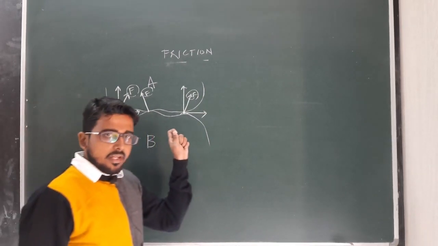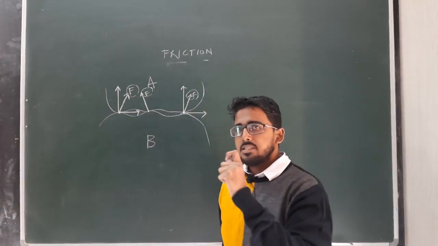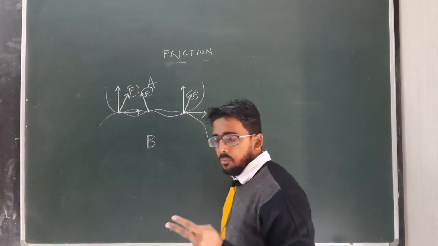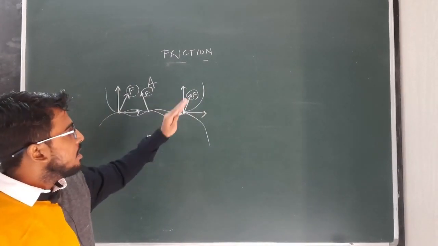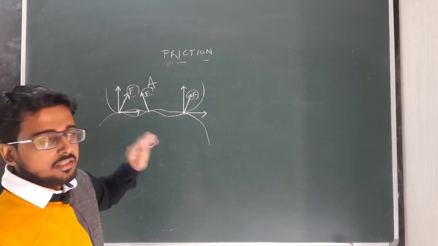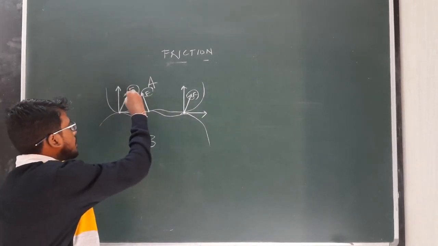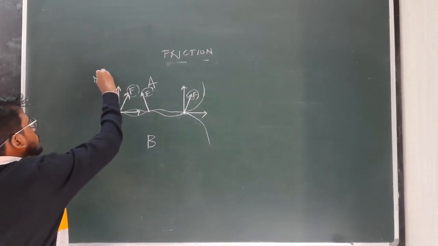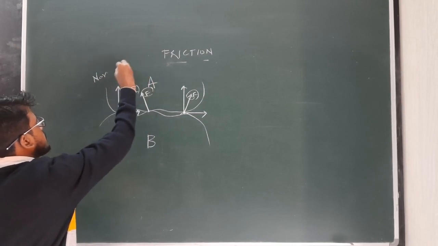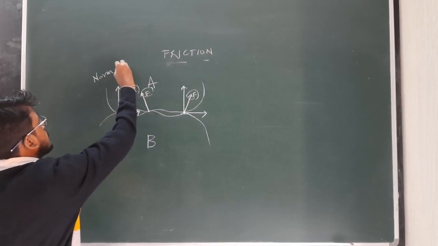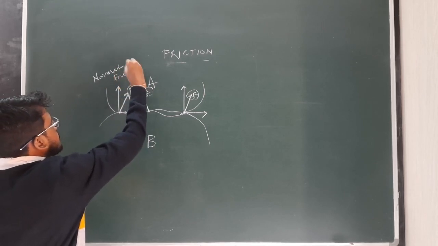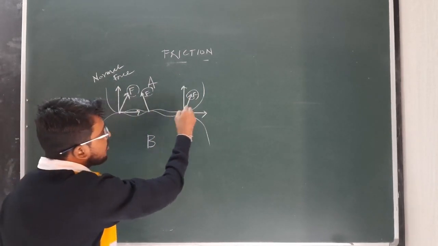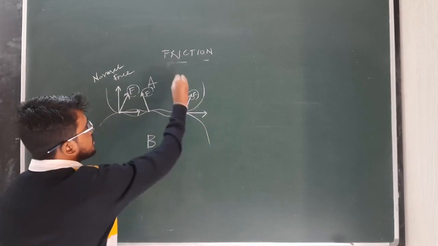So at every point of contact between two surfaces there exists a contact force, and the contact force has two components: one along the vertical direction and the other along the horizontal direction. The component of the contact force which is perpendicular to the contact surface is known as the normal reaction force. We already studied it in the previous lecture on laws of motion. This is known as the normal force.